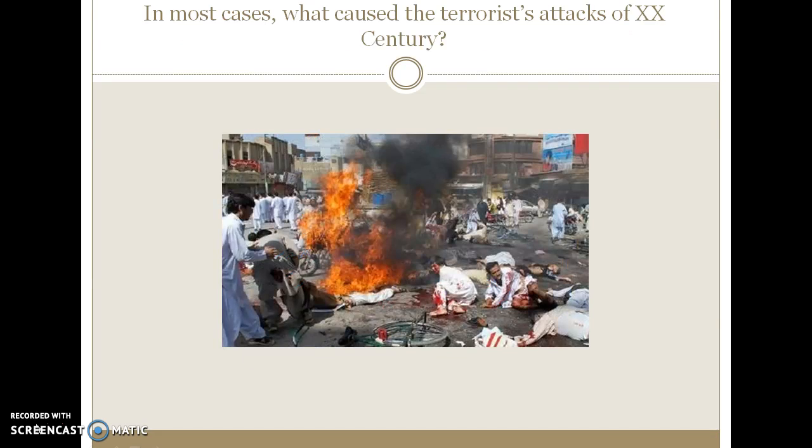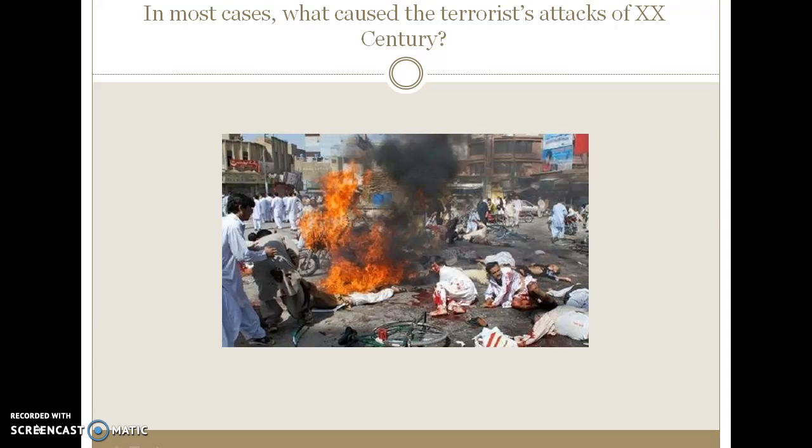And well, here is the second one. In most cases, what caused the terrorist attacks of the 20th century? There are a lot of reasons like discrimination, religion, socioeconomic status, political grievances, and so on. There were modern ranges with new types of terrorists. They have always been with us, but now more because of the mess of the governments and that stuff.